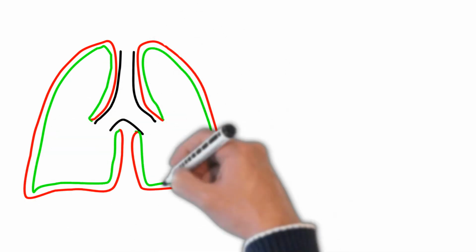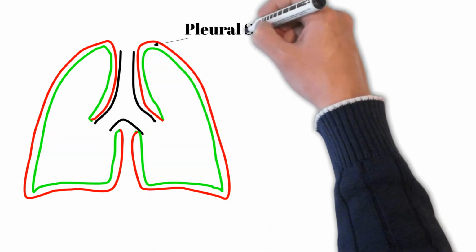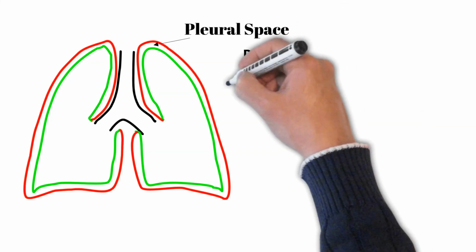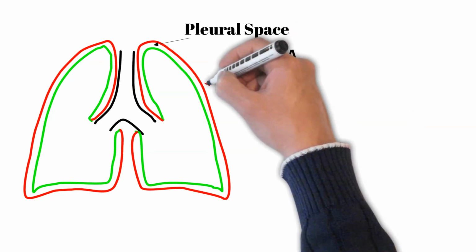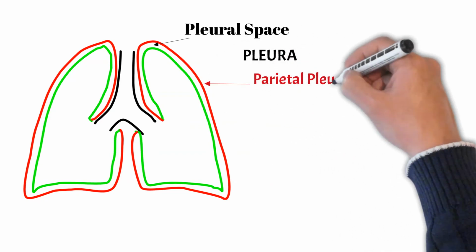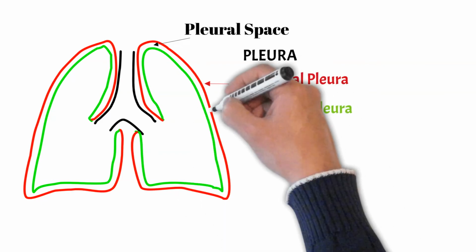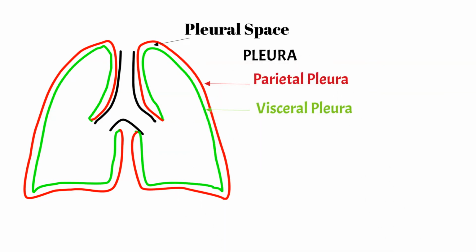The pleural space is that potential space between the outside of the lung and the inside of the chest wall. That space is lined by a thin layer of tissue called the pleura. The part of the pleura lining the chest wall is named the parietal pleura, while the other part of the pleura that is lining the lung is named the visceral pleura.